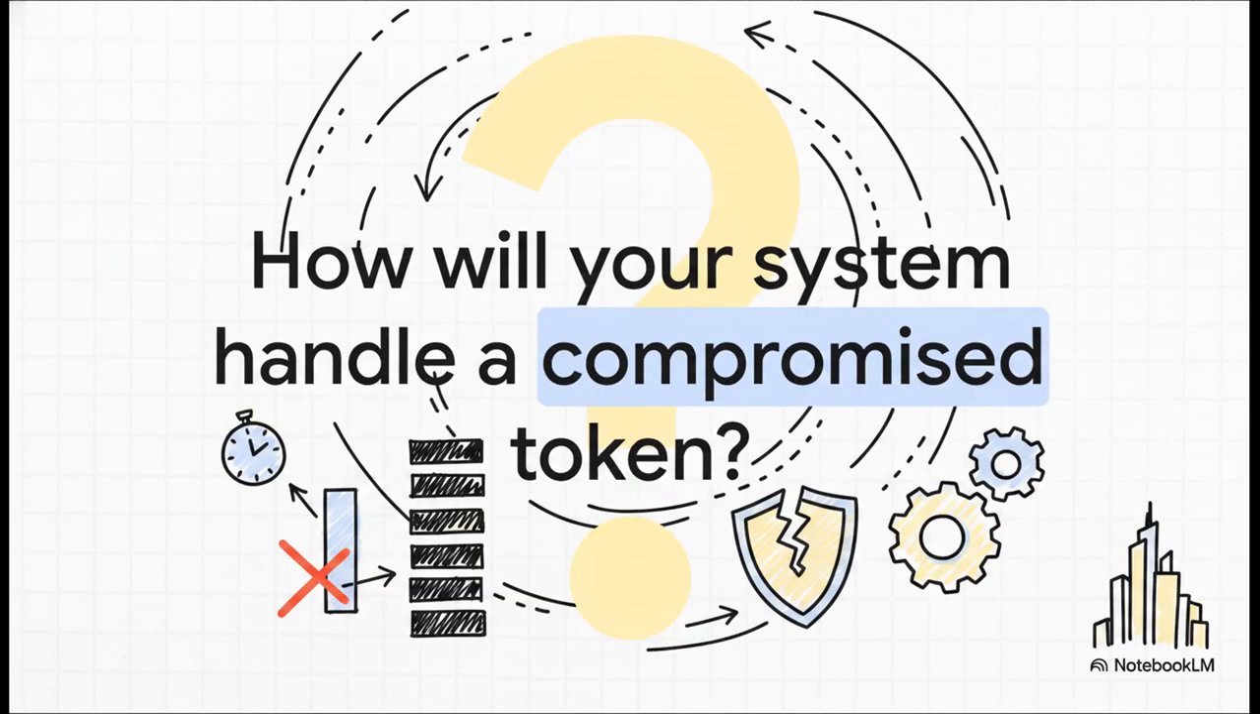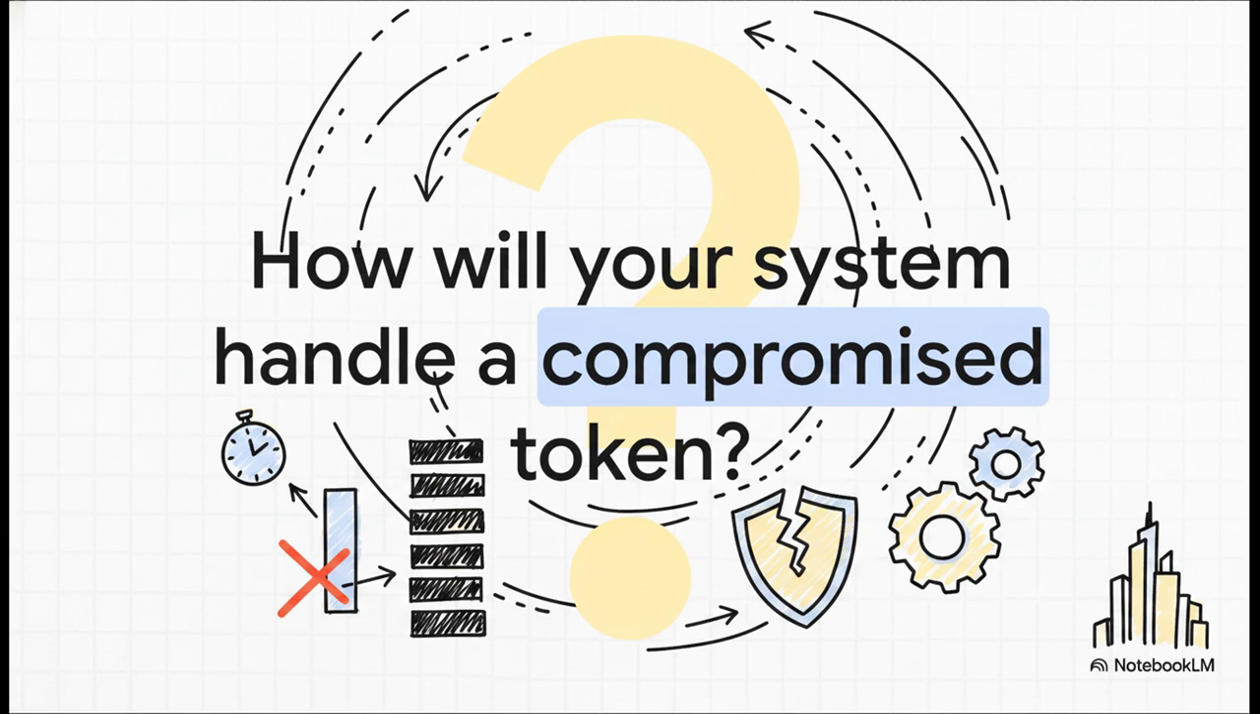As we wrap up, I want to leave you with a bit of a provocative architectural question to chew on. The absolute greatest strength of a JWT is its statelessness, right? But ironically, that's also its biggest challenge. Since a JWT cannot be easily revoked by the server once it's out there in the wild, how will your specific system handle a compromised token?